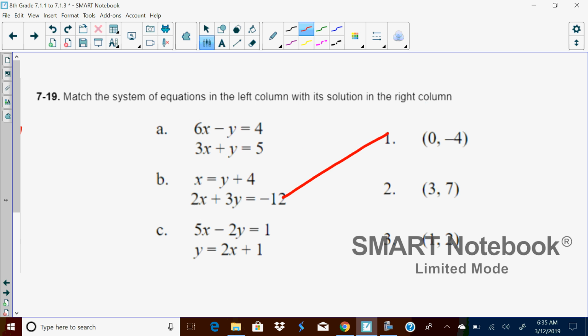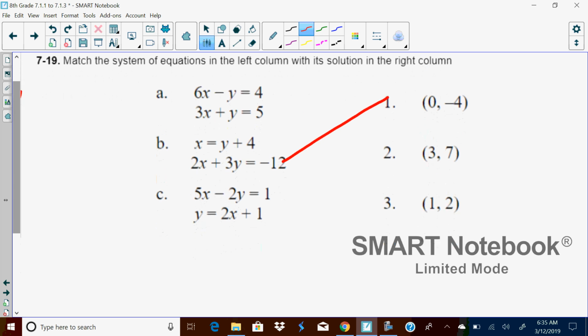up with B. So problem A, 6 times 3 is 18. 18 minus 7 is not 4, so 2 can't match that one. 5 times 3 is 15 minus 14, which is 1. And then 6 plus 1 is 7. So C matches this one, which must mean A is 3.